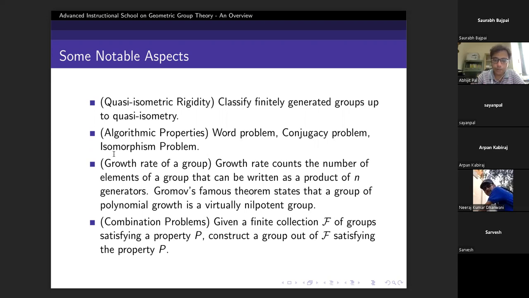Okay. So another type of problem in geometric group theory is called combination problems. Given a finite collection of groups satisfying a property P, you have to construct a group out of these finite groups satisfying the property P. So for example, if I take two groups G1 and G2, and suppose they are hyperbolic groups, then given some conditions, the amalgamated product of G1 and G2 over a subgroup will also be hyperbolic. Okay, so this type of problem is called combination problems.